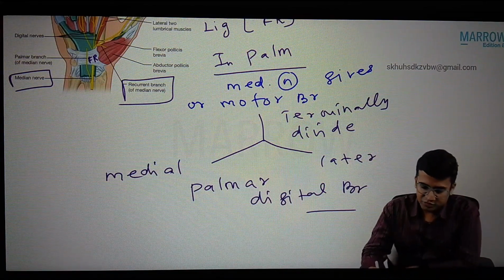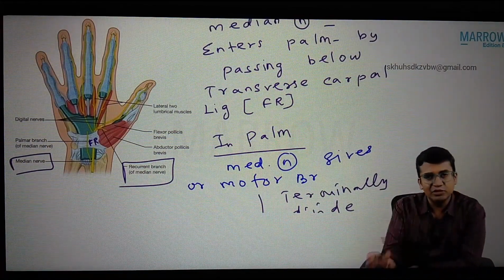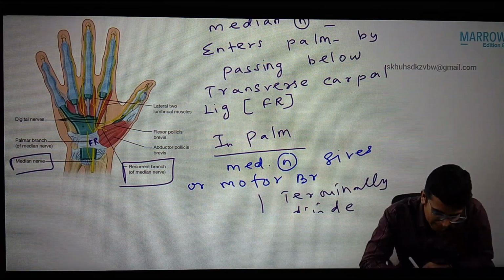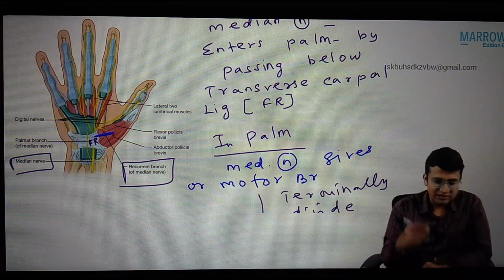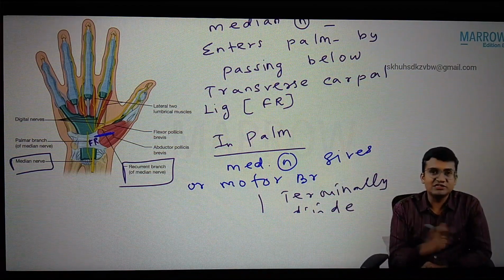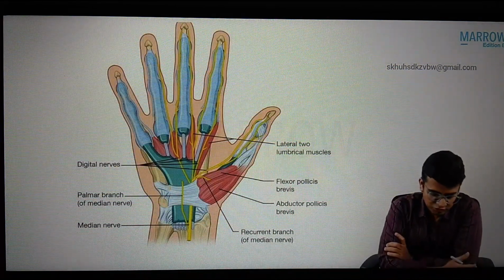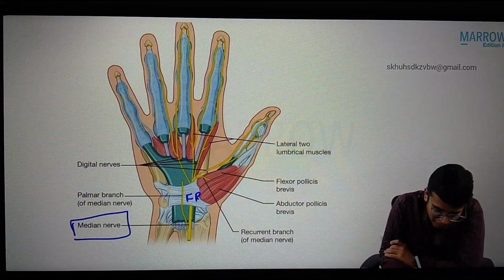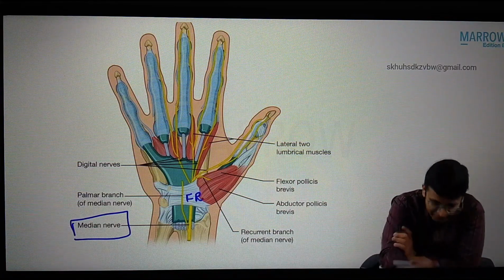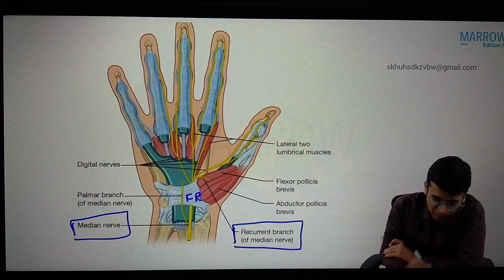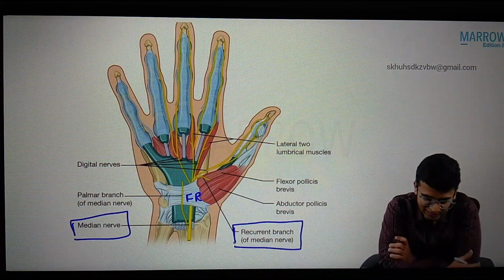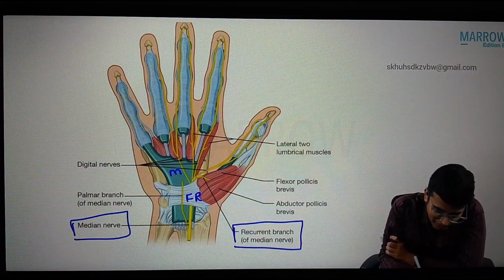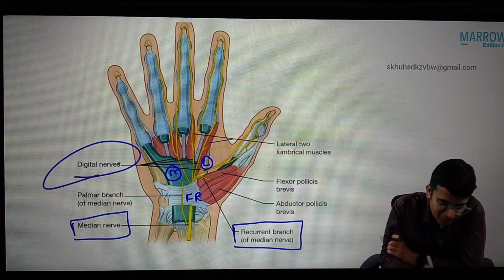You see the diagram. So median nerve is entering the palm by passing below the flexor retinaculum. Now in the palm, can you see this branch? That is the recurrent branch, also known as motor branch of median nerve. So we know the course. This is the median nerve entering the palm below the flexor retinaculum. In the palm, it gives the recurrent or motor branch. After that, the median nerve divides terminally into this medial and this lateral palmar digital branch.